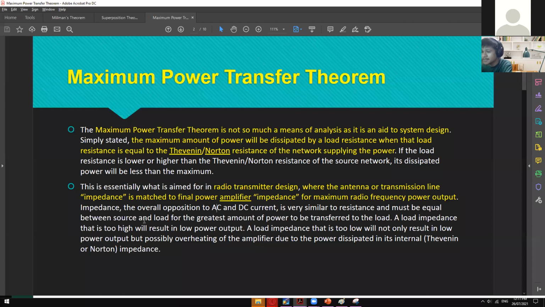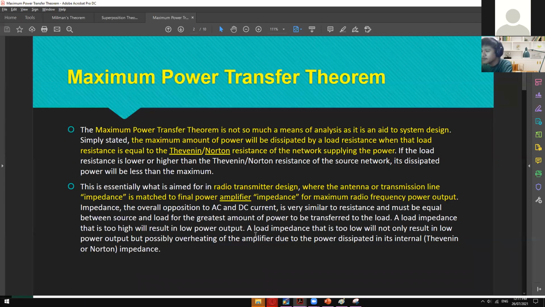Load impedance that is too high will result in low power output. I don't know how this happens, because if we have a high load impedance, we would expect more, but as a result, we've got a lower output. But that's the computed values. That is why it should be 1:1 only. Having a higher is a no-no, and having a lower is a no-no also. So it should be 1:1.